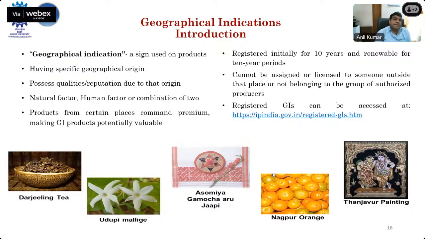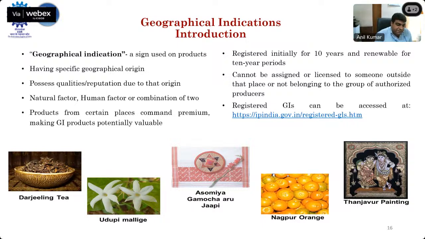So the next tool available under the intellectual property rights system is geographical indications. We all know that geographical indications are signs used for products. The unique thing linked to these geographical indications is that the products indicated with specific GIs have a specific geographical origin, and they possess certain qualities and reputation, and these qualities and reputation are linked to that specific geographical origin.